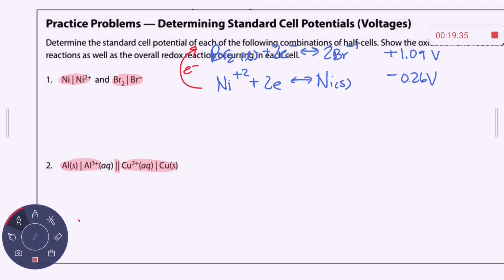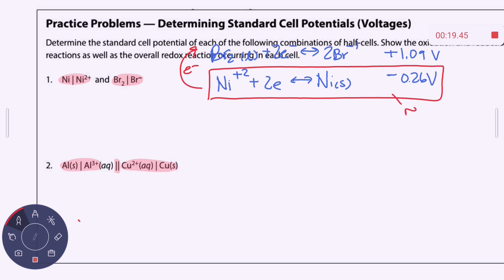Now, what you have to do to figure out the overall reaction and the voltage is you take the half reaction that's on the bottom, and you are going to reverse the order, which means you're going to change the sign on the voltage. Okay, so this is going to be Ni solid going to Ni2+ plus 2 electrons. And then if this is a negative 0.26, this becomes a positive 0.26 volts.